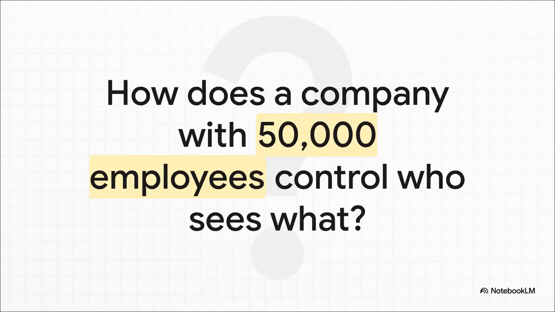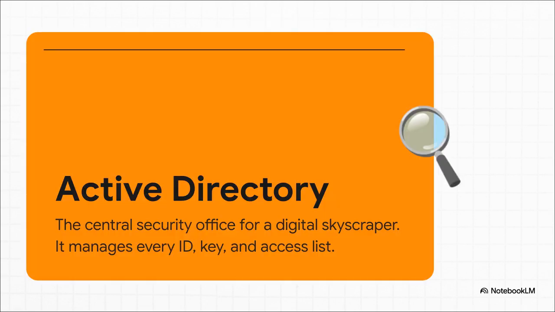I mean, just think about it for a second. How does a massive company, we're talking 50,000 employees, control who sees what? How do you make absolutely sure that the brand new intern in marketing can't just stumble upon next quarter's super secret financial reports? That right there, that's the core problem of digital security when you're dealing with that kind of scale. Well, for most big organizations, the answer is a system called Active Directory.